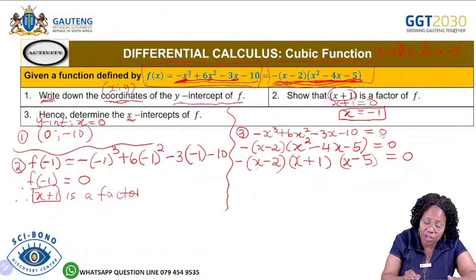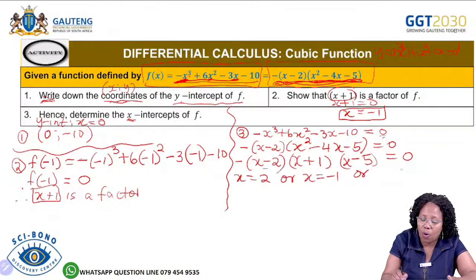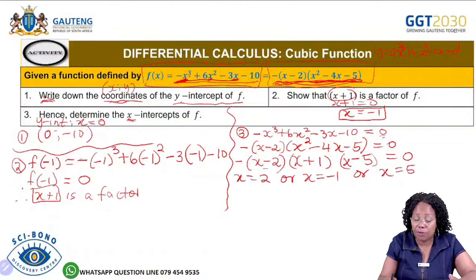So we will concentrate only on the x minus, will be x equal to 2, or the second bracket, x equal to minus 1, or the last bracket, x is equal to positive 5. Those are your x-intercepts for that particular function.